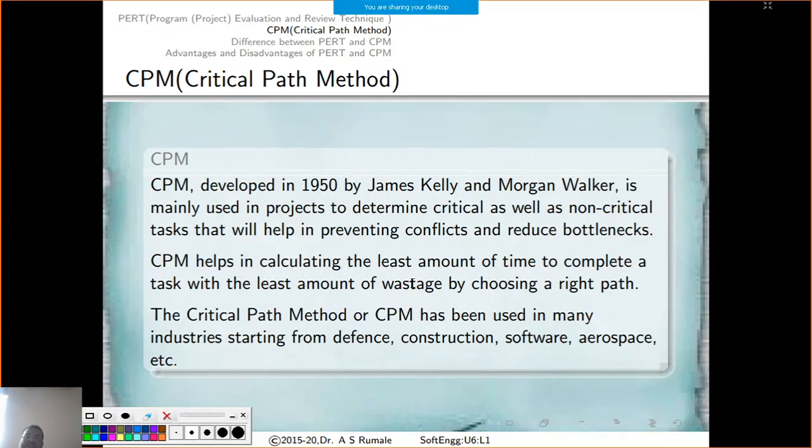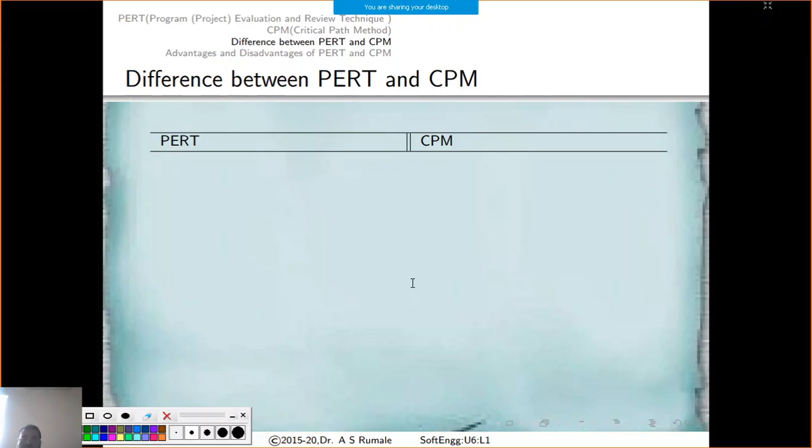The only thing is that CPM is what we call a construct designed and developed by James Kelly for known time things, not like PERT. So it is deterministic in nature, and it won't consider the unpredictability of the projects. Now we are going to see the differences between PERT and CPM.